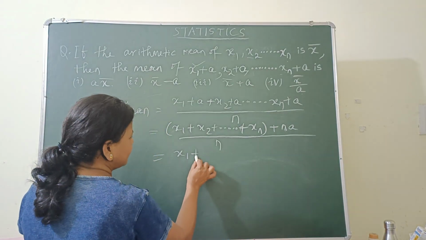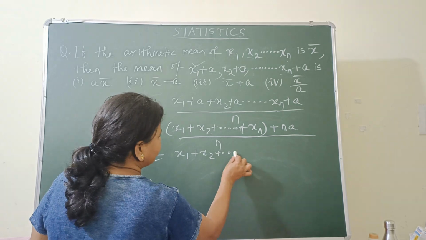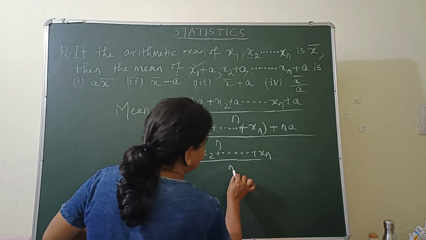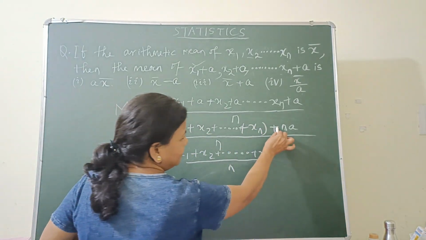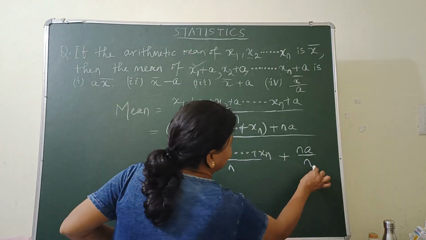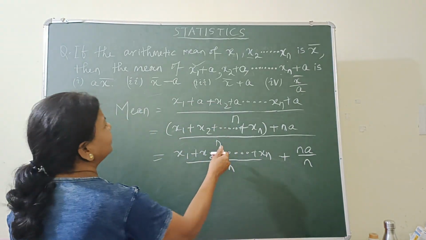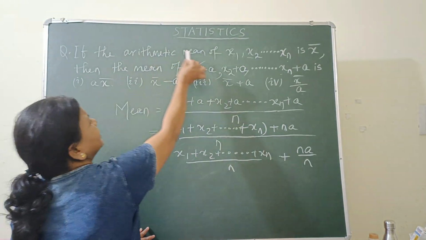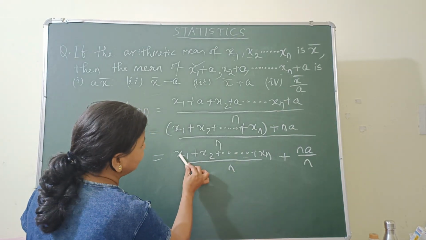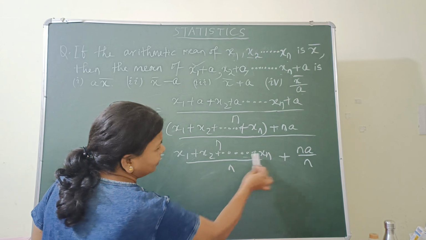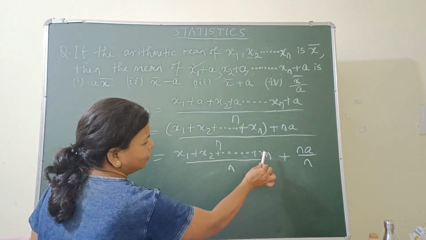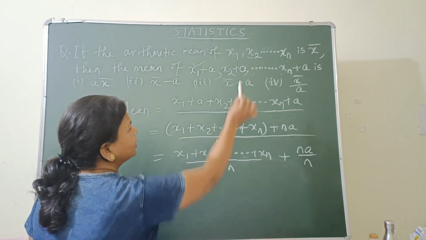So this is x1 plus x2 plus xn divided by n. This is one part. This much by n plus this much by n. So we will split these two parts, and we are writing like this. So this one is nothing. You just look at this. The arithmetic mean of x1, x2 up to xn is x bar. So this is nothing. It is the arithmetic mean of x1, x2 up to xn, because we are adding all the terms and dividing the number of terms, means dividing the sum of all the observations by the number of observations to get the arithmetic mean.